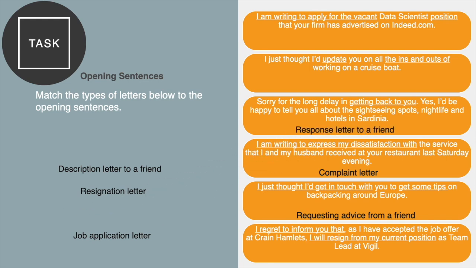Response, letter to a friend. Getting back to you. Now this means to reply, and it must be to someone you know well, as it is very conversational language.